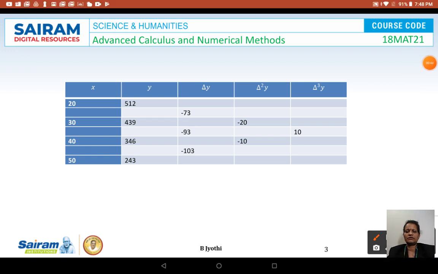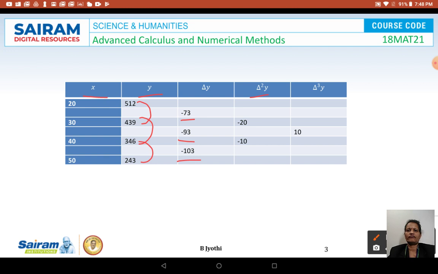In the difference table, we have the x values, tabulated as 20, 30, 40 and 50. The y values are tabulated as 512, 439, 346 and 243. Delta y is the difference between 439 minus 512, which gives us minus 73. Similarly, 346 minus 439 gives minus 93, and 243 minus 346 gives minus 103.